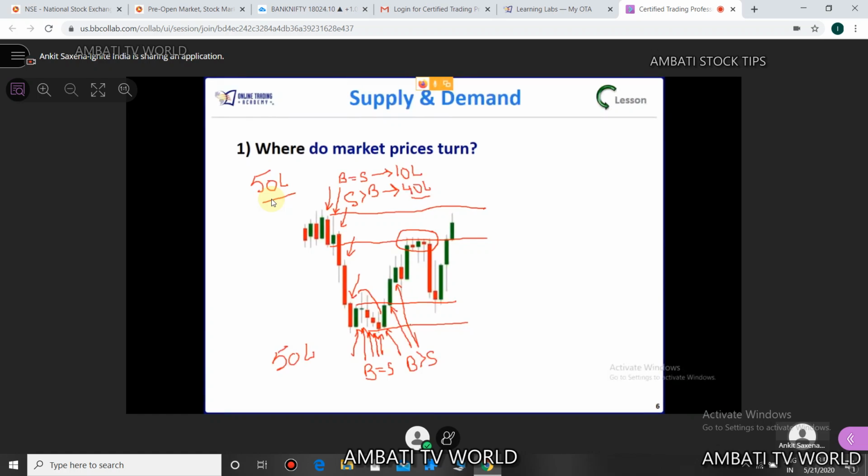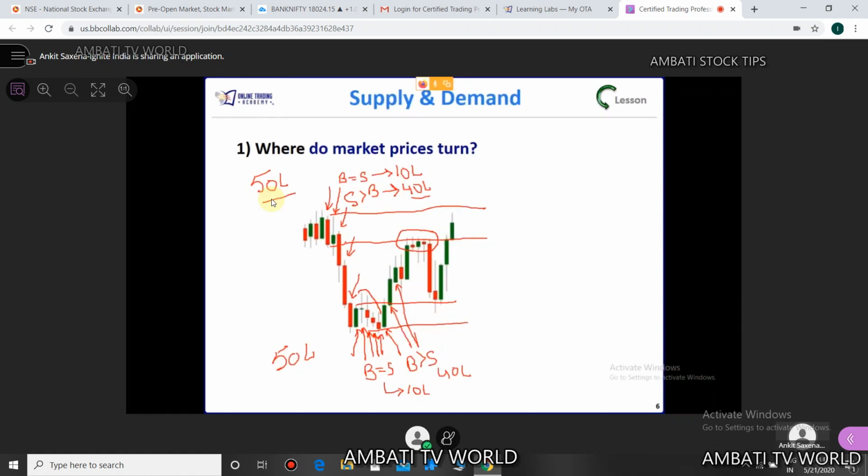Similarly, at this level, 10 lakh buy quantity got executed. Here, 40 lakh quantity is still pending. What will happen to the prices? As per the law of demand, the buyers are more than the number of sellers. The prices will go up, and that is what has happened here.